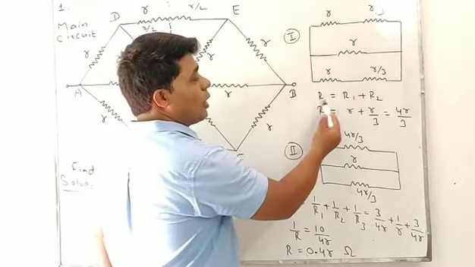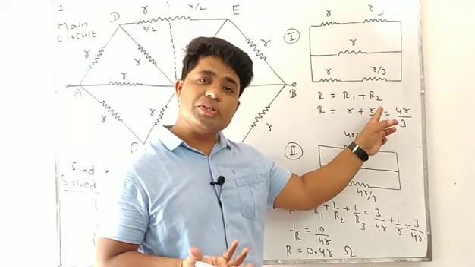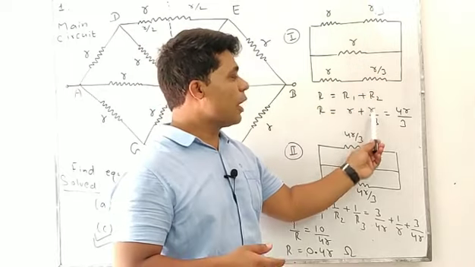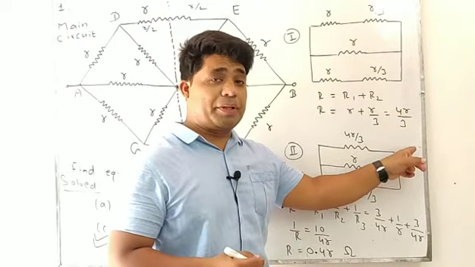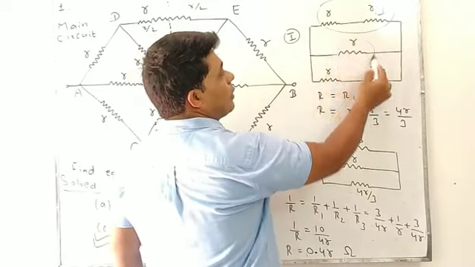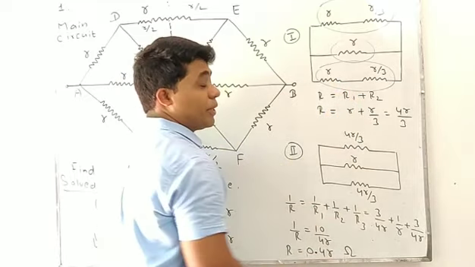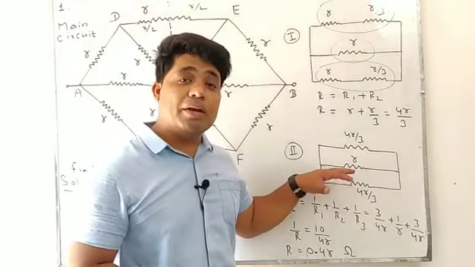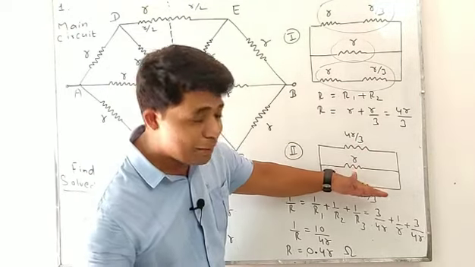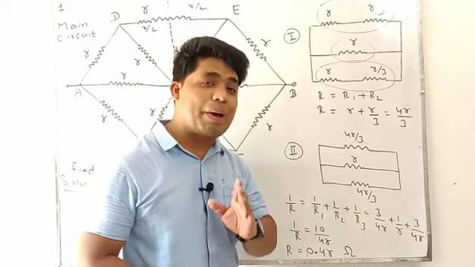Look students, we know the equivalent resistance in series combination is R equals R1 plus R2. What is R1? That is small r. What is R2? R by 3, so it comes to 4R by 3. So these two become 4R by 3. This is R, and similarly these two become 4R by 3. This is our second final main circuit. Now all three are in parallel: 4R by 3, R and 4R by 3.